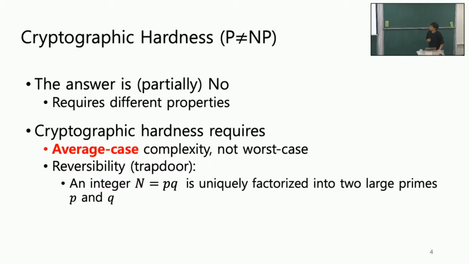Moreover, cryptographic hardness also requires reversibility. For example, we know that an integer n is uniquely factorized into two large primes p and q, and it is also easy to multiply two large primes p and q to construct an integer n. However, multiplication of p and q is easy, but factorization of n is hard. So one way is easy, while the other way is hard. This is called the trapdoor.